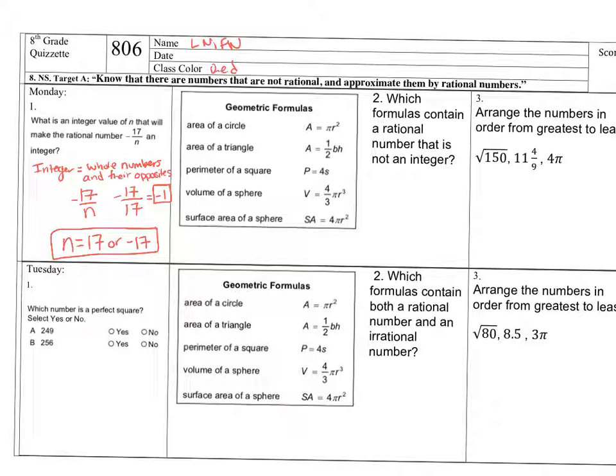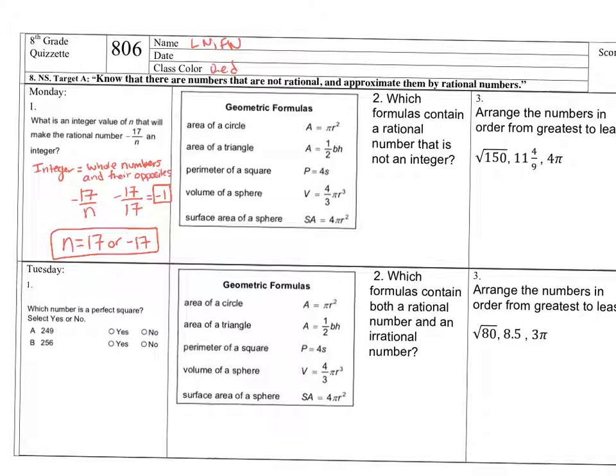Number 2 gives you the geometric formulas for the area of two-dimensional figures and the volume of three-dimensional figures. So the area of a circle is area equals pi r squared. The area of a triangle is area equals 1/2 base times height. The perimeter of a square is P equals 4s, which is 4 sides. The volume of a sphere, which is a three-dimensional circle, is V equals 4/3 pi r cubed. And then the surface area of a sphere is SA equals 4 pi r squared.